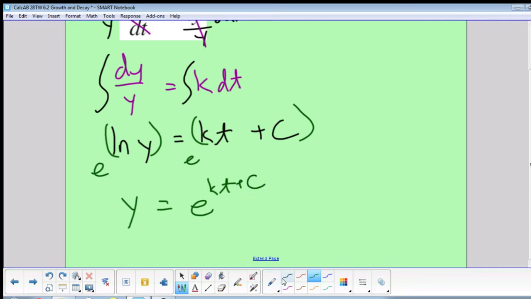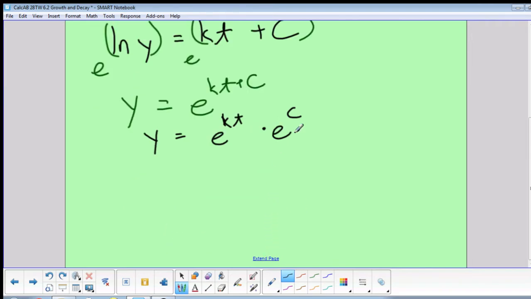Now, I'm going to break up that plus c. If you remember your exponent rules, when you're summing things, I can break that up to e to the kt times e to the c power. And since e to the c power is just some constant, I can rewrite this as not just e to the c, because it's just going to be a constant anyway. So I'm going to write this as c times e to the kt.